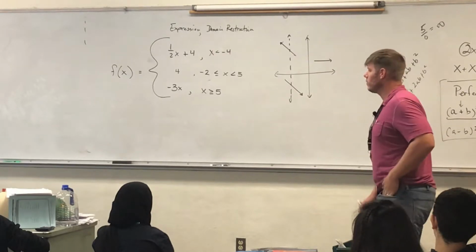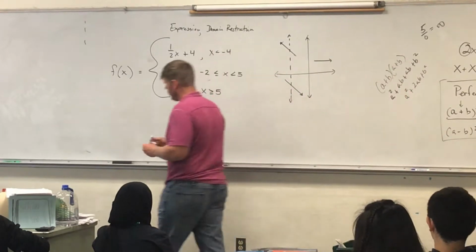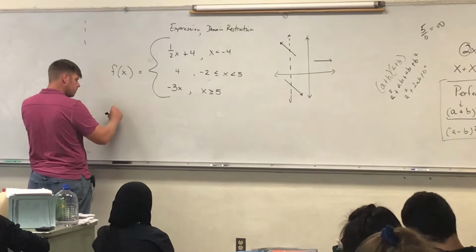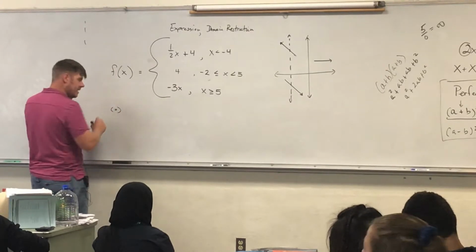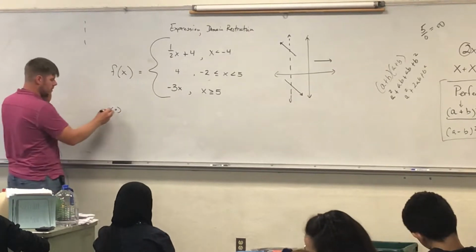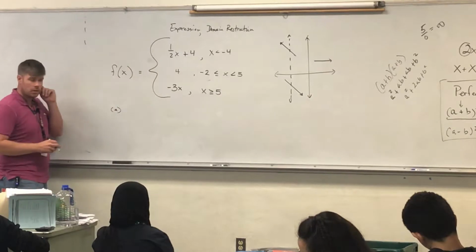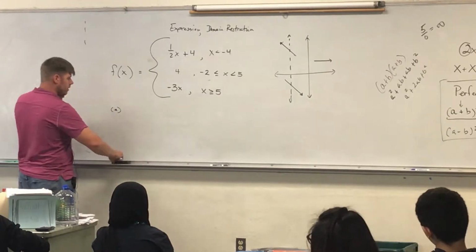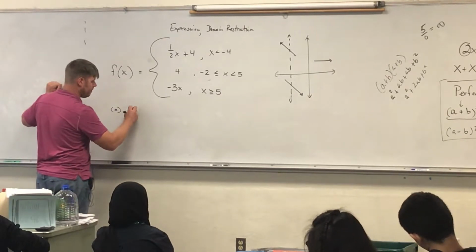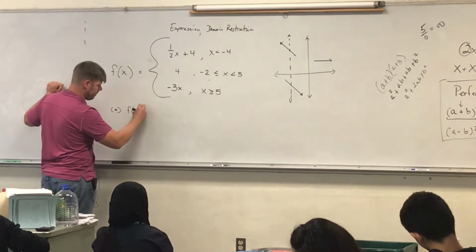So now we're going to go ahead and evaluate it. Here we go. The first thing we'll evaluate is this. We'll call this A. You can call it 1, however you want. I'm going to call it problem A. So problem A is going to be, well, if I have f of, and I'll just choose -5.